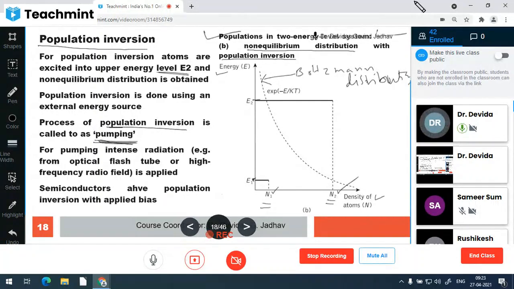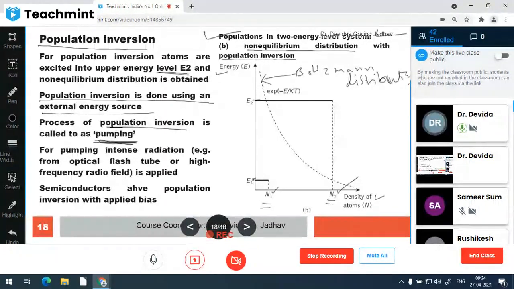Okay. And how is it done? This population inversion is done using an external energy source. If we connect an external energy source, then that external energy is absorbed by a large number of atoms, and these atoms will go from a lower energy state to a higher energy state. This is pumping of energy into the semiconductor crystal. That's why this process of population inversion is called pumping.